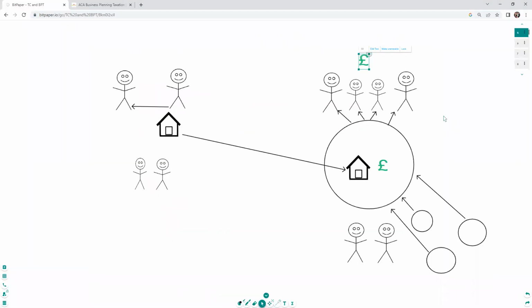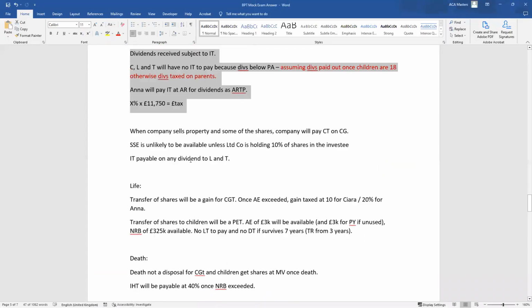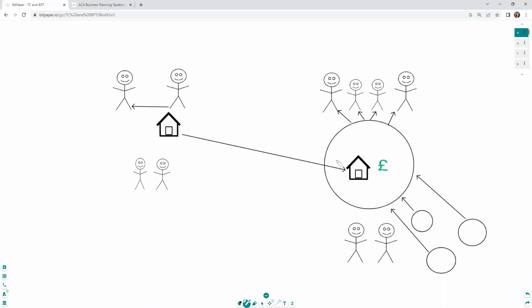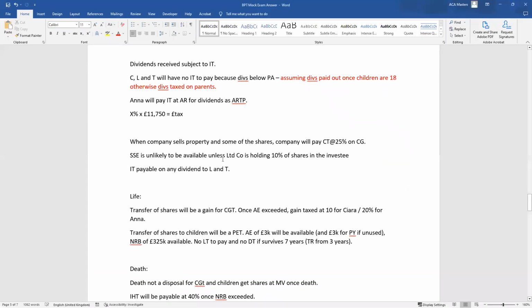And then we were told when the children need a significant amount of money, like a lump sum, then a company could sell some assets. But of course, the company's going to have gains on those assets, land and buildings, and selling shares. We thought, would SSE apply or would rollover relief apply? Probably not. So there'd be corporation tax to pay for the company. So we put corporation tax at 25% on any gains. And then if the amounts are paid up as a dividend, they'll obviously be subject to income tax.